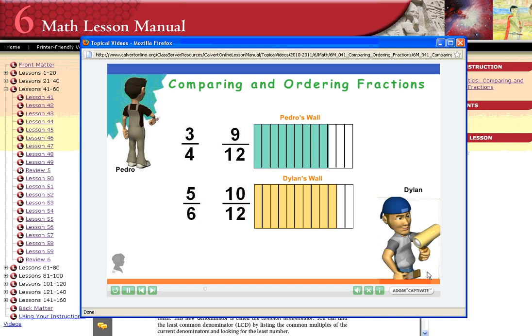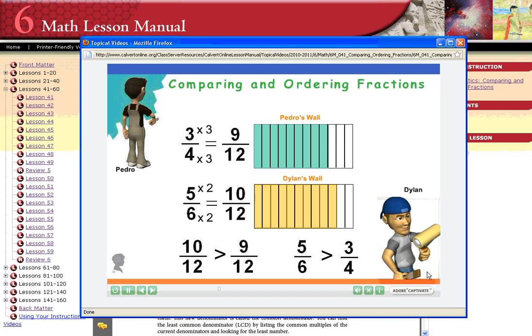Do you notice anything interesting? The fraction 9/12 is equivalent to the fraction 3/4. It can be created by multiplying the numerator and the denominator of 3/4 by 3. Similarly, the fraction 5/6 can be renamed as 10/12 by multiplying both the numerator and the denominator by 2. Renaming these fractions with the same denominator makes it easy to see that because 10/12 is greater than 9/12, 5/6 must be greater than 3/4. Study this slide carefully, then click Next.